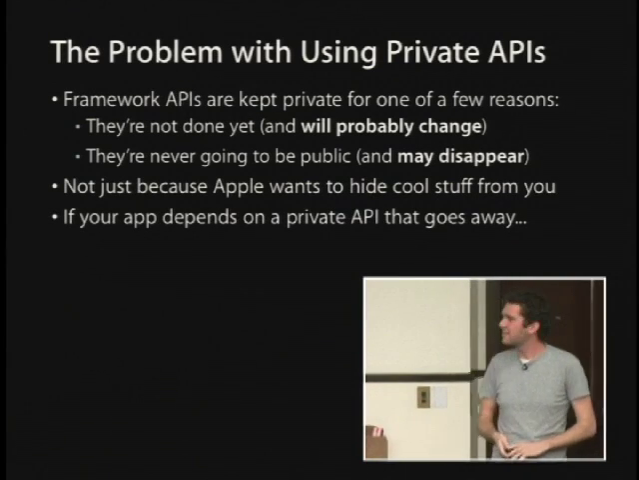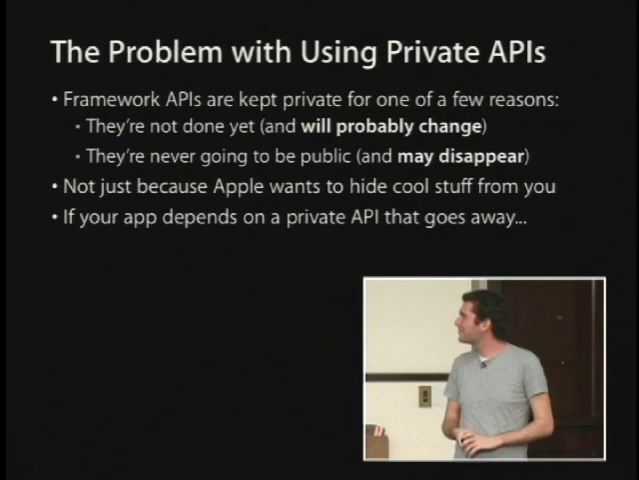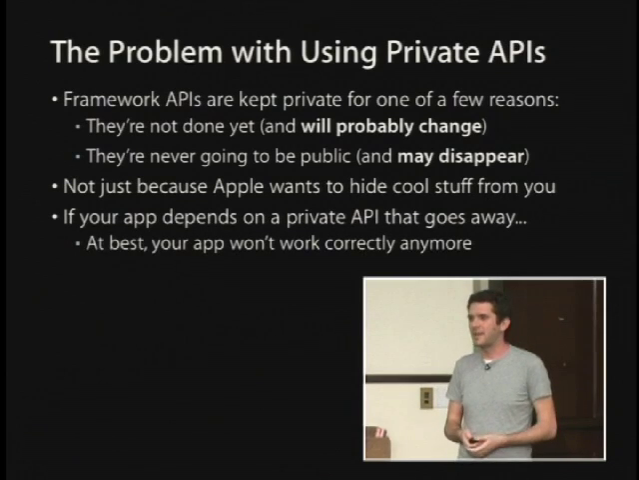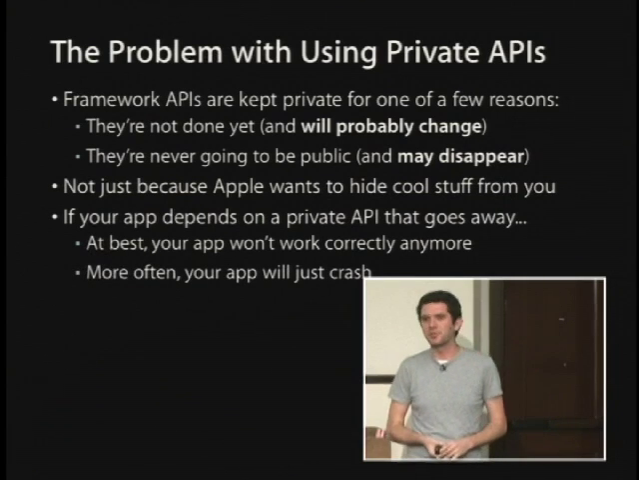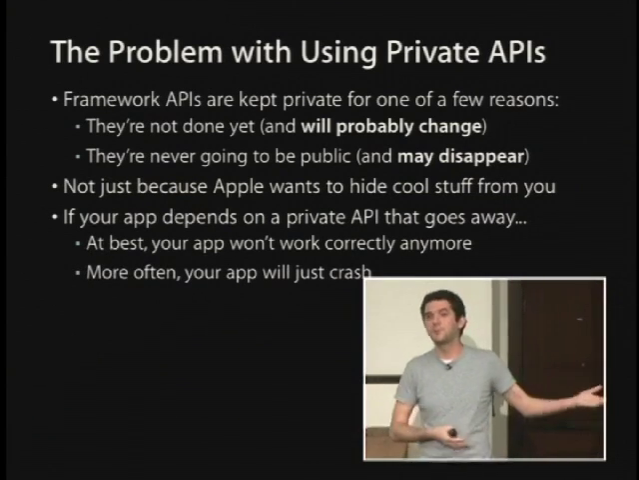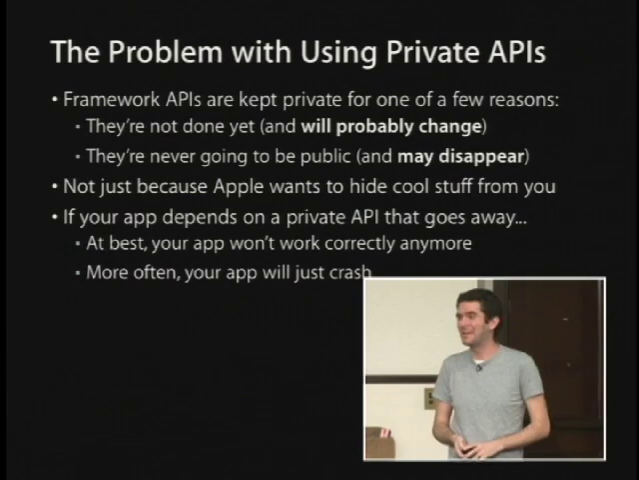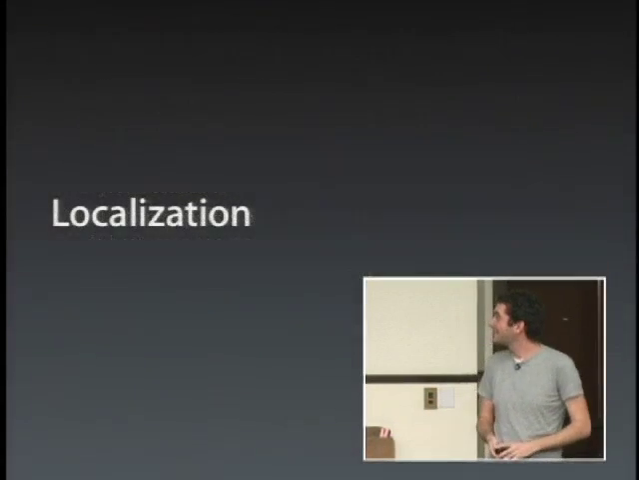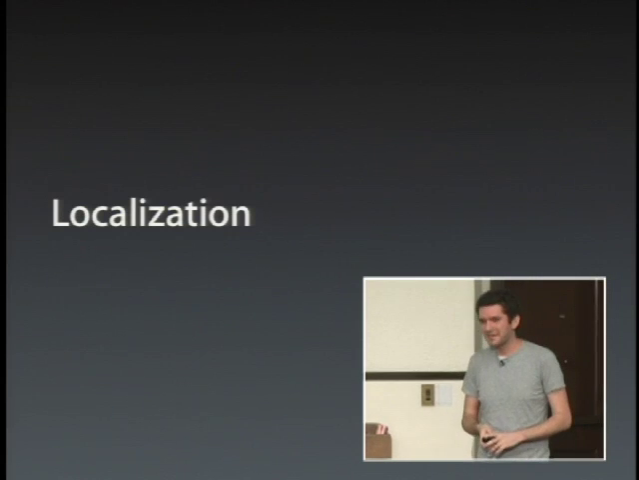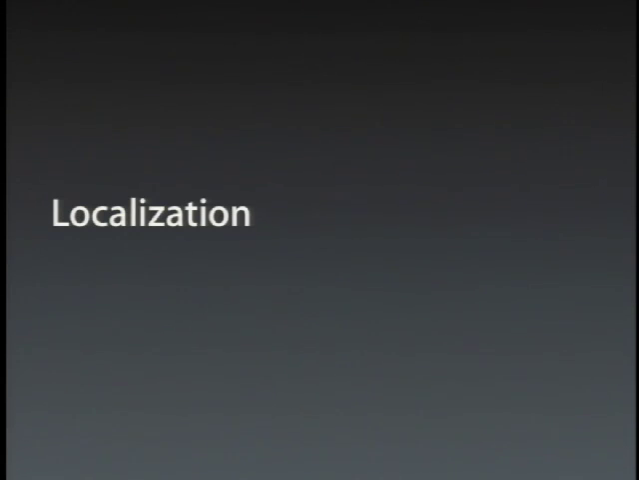Sometimes, but not always. If your app depends on private APIs that go away, the best case is that it's just going to stop working correctly. More likely is that your app's going to crash, especially if you're calling a method that we just remove. Don't do it. The next software update is going to break your app. All right, so that's kind of the random tangent, the what-not-to-do and how-to-do-it section. So let's move on to something slightly more interesting and useful, I'd say, which is localization.